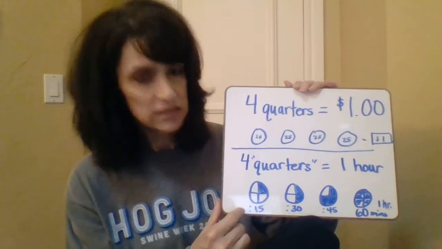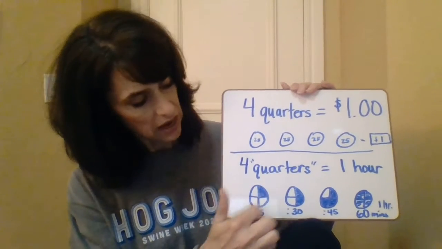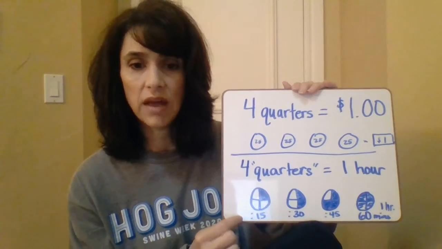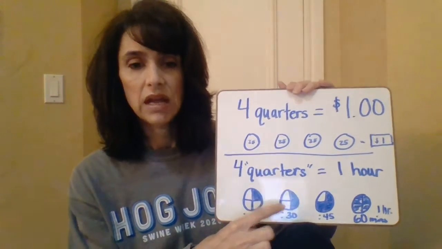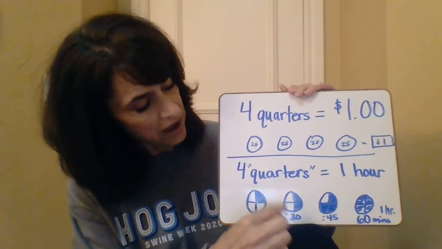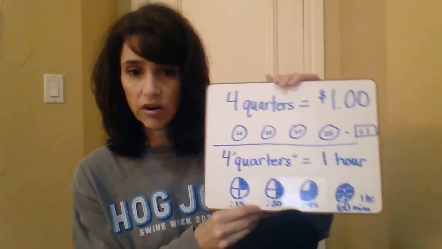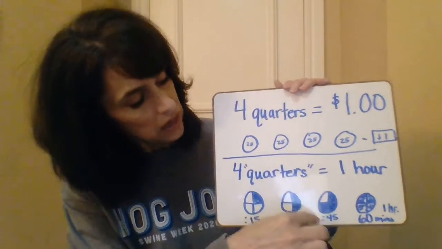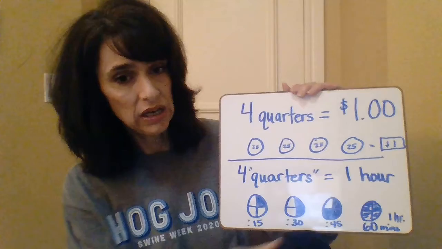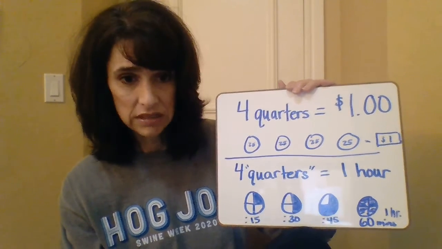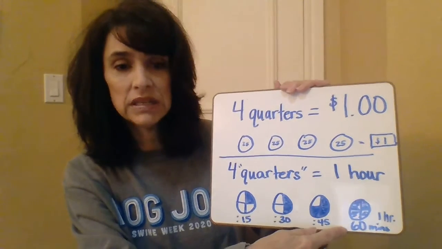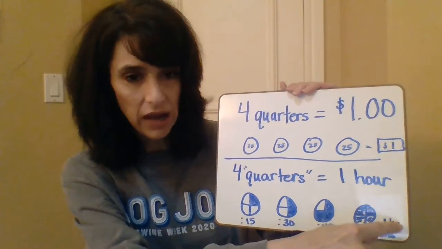So if the clock says it's been 15 minutes, out of these 4 sections, just this top right section is filled in, and that means 15 minutes. If you break your clock into 4 sections and you color in the half on the right, it means 30 minutes. We talked about that last time. If you break your clock into 4 parts and you color in the first 3, it's been 45 minutes. And if you make a clock and it's all filled in, it means it's been 60 minutes or 1 hour.